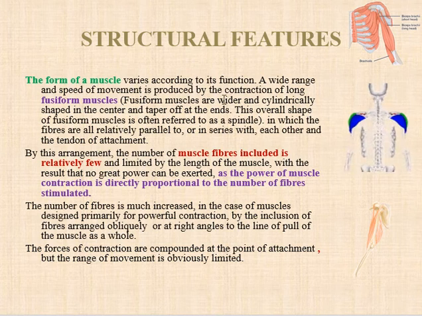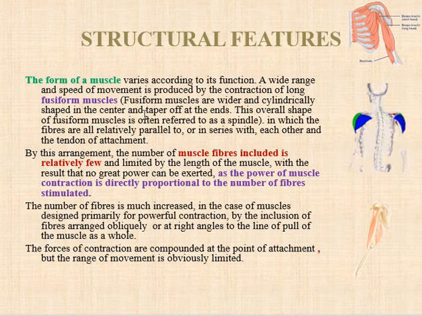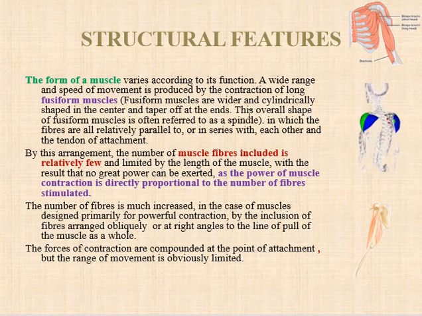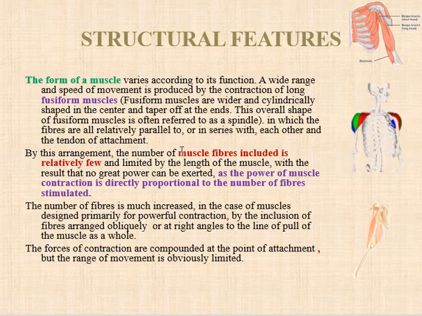The form of the muscle varies according to its function. A wide range and speed of movement is produced by the contraction of the long fusiform muscles. Fusiform muscles are basically wider and cylindrically shaped in the center and tapered off at the ends. This overall shape is often referred to as a spindle, in which the fibers are relatively parallel to each other and to the tendon of attachment.